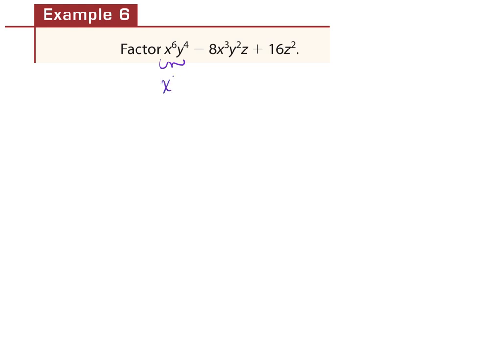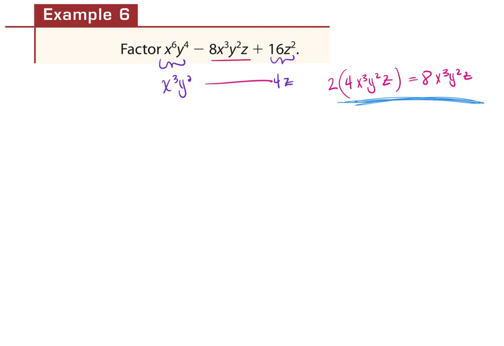So this is going to be x cubed, y squared. This one has a perfect square root. It's just going to be 4z. If I multiply those two together, I would get 4x cubed y squared z. And then if I double it, I will get 8x cubed y squared z, which is exactly what I need. So I know this is a perfect square trinomial, and I can go straight to my factoring.